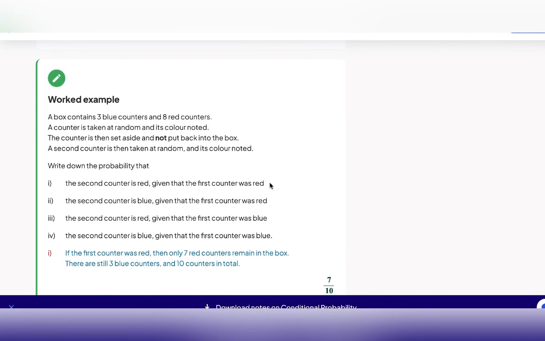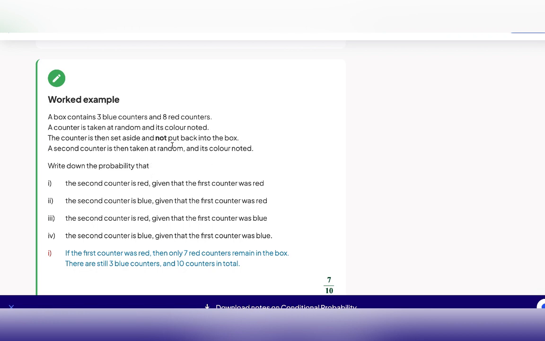Let's take a look at this example. A box contains 3 blue counters and 8 red counters. A counter is taken at random and its color noted. The counter is then set aside and not put back into the box. So it's set aside, it's not put back into the box, meaning it's never brought back.